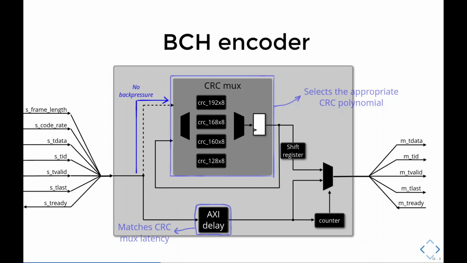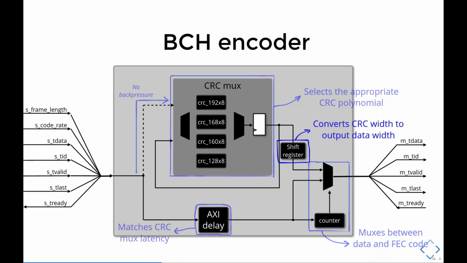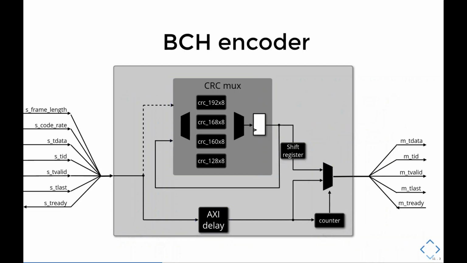Data and parity check code are multiplexed when the input frame completes, and we need a counter to count how many bits the parity check code needs to fit the output data with. The counter essentially helps the shift register here to slice parity check code into data width chunks, if that makes sense. We can look at this by looking at the flow of data, right?